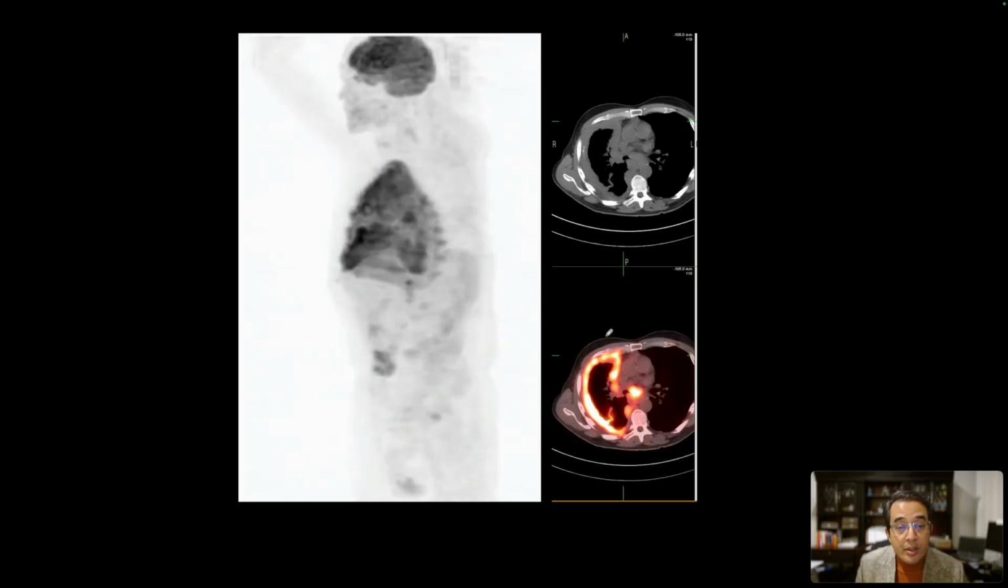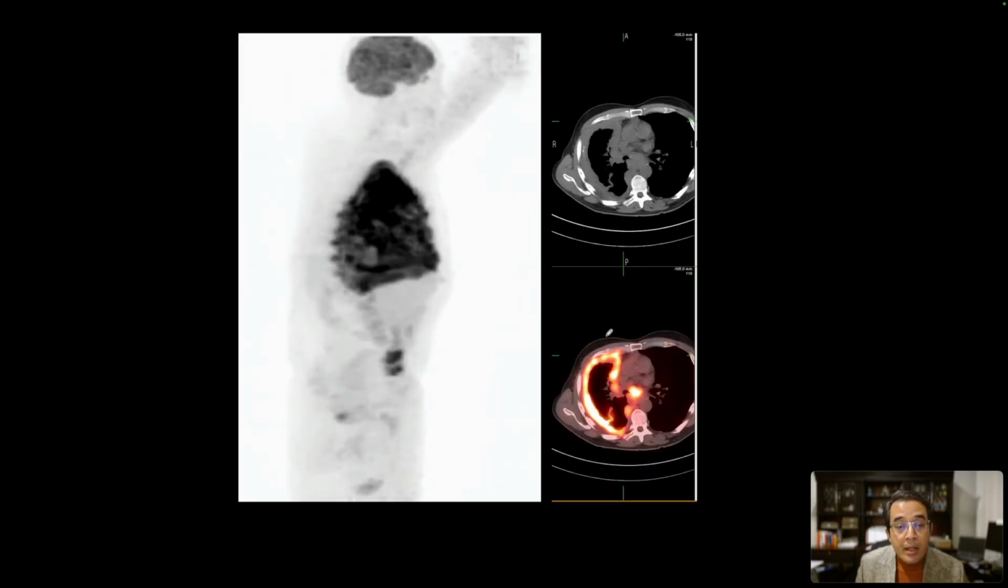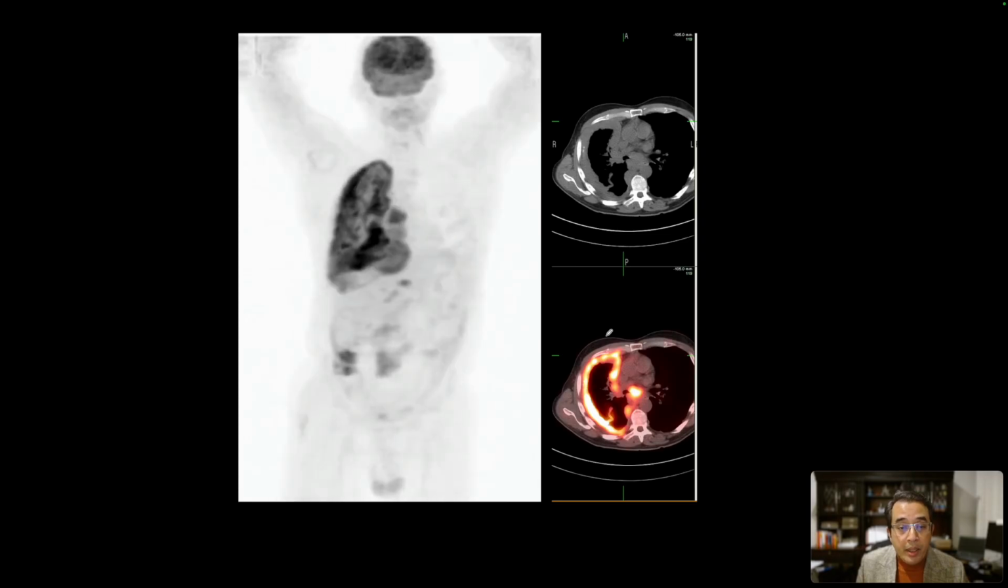This next patient has intense uptake in the right hemithorax, and on the fused images we find that there is pleural thickening, which shows intense hypermetabolism. So this finding is consistent with mesothelioma.